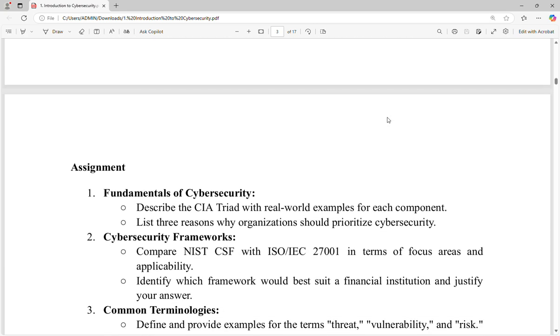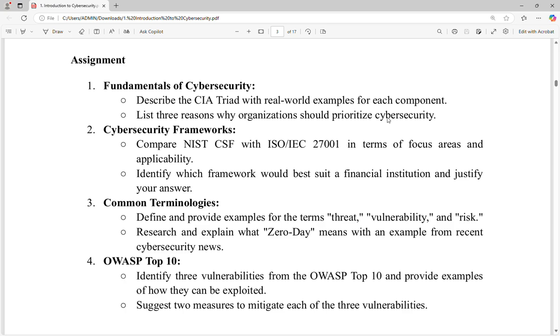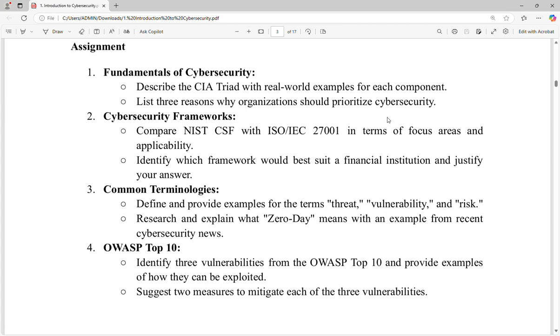So you are done with the first stage. These are the assignments you are going to look into. The assignment covers the fundamentals of cybersecurity, the security frameworks, common technologies, and the OWASP Top 10. These are the questions for the practical of this section.